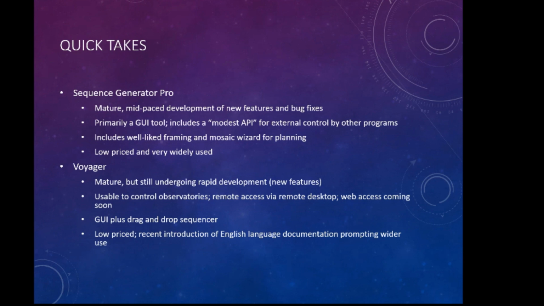Last one here is Voyager. It's a very mature product, 10 years of development, but it's also kind of an anomaly here in that it's still coming out with new feature releases at a pretty rapid pace. It's also used in an observatory setting, and it has both a GUI and a drag and drop sequencer. So the sequencer is sort of in the same character as CCD Commander, but it also can be used just from the GUI. It's also a low price product, about 129 euros. And recently, English language documentation just became available this year. So it's starting to show up more outside of Italy where it is written.